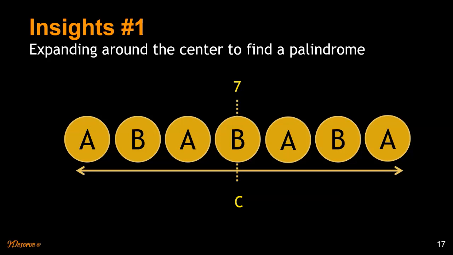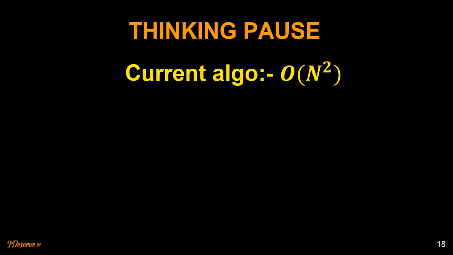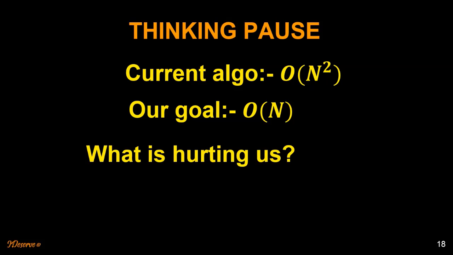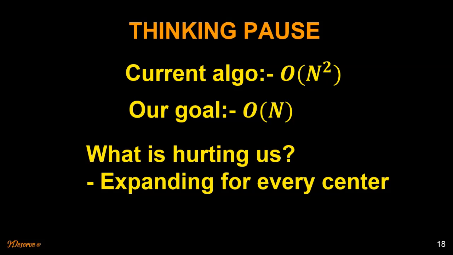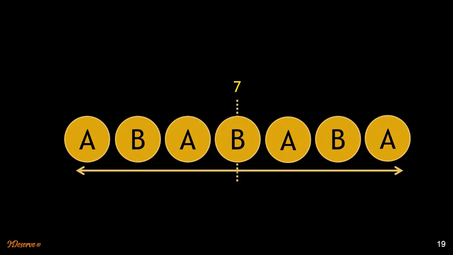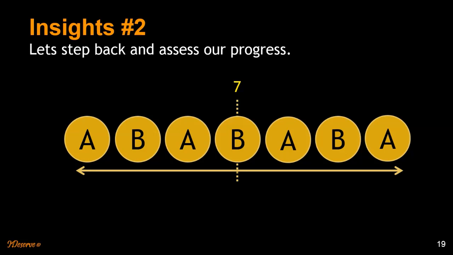Now let's take a thinking pause. Current algorithm is order of n squared. We want to go to order of n. What is hurting us? Expanding around every center is hurting us. What if we cut down the number of expansions? We need to understand the concept of palindrome even better to do that. Let's assess our progress and see where we are at right now.